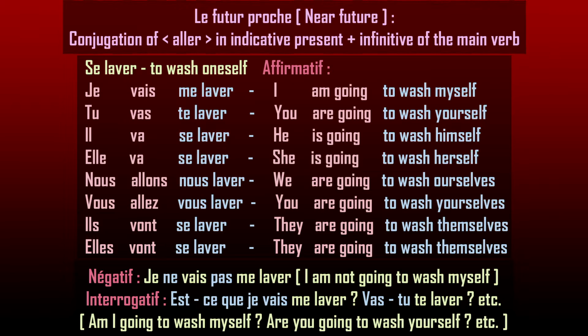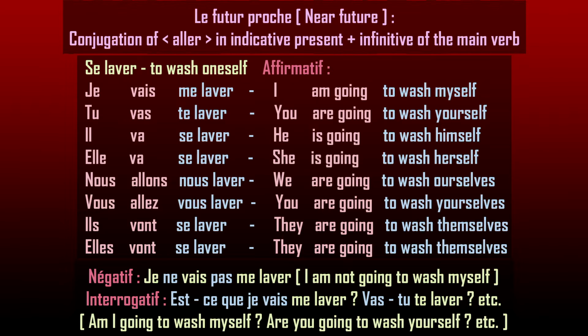Let's see now how the futur proche is formed with a verb of the pronominal group of verbs. Example, se laver, to wash oneself. As usual, we conjugate aller, je vais, tu vas, il va, elle va, etc. Then se laver is written in the infinitive form. Se laver becomes me laver for je. It becomes je vais me laver. I am going to wash myself.